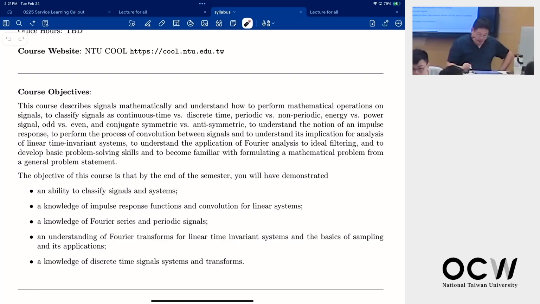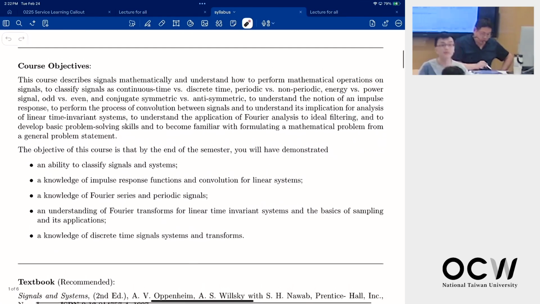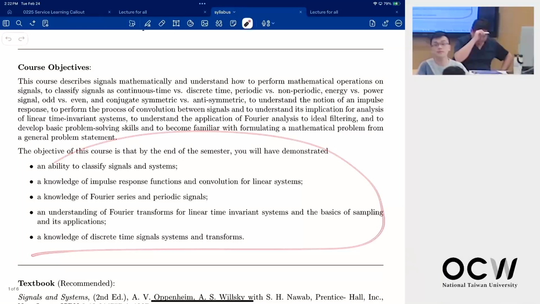And then you will also understand the impulse response. Especially we will talk about the LTI system, linear time invariant system. And we will learn the convolution and also apply the Fourier analysis that you learned in engineering mathematics to this course. And later on you will learn the filter. So that's the course objectives.